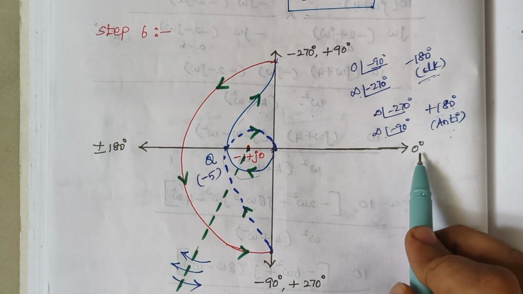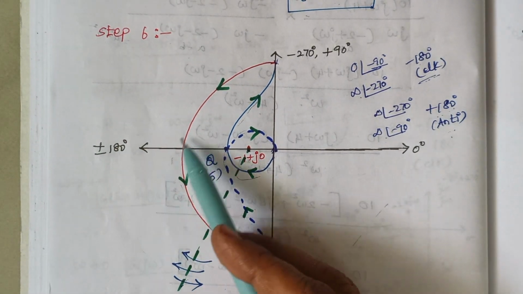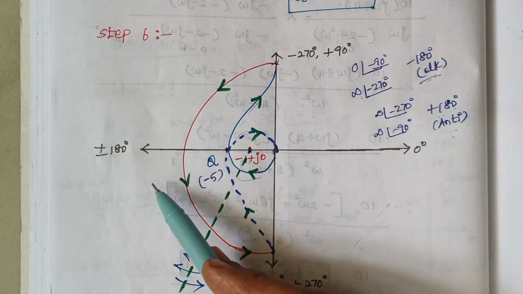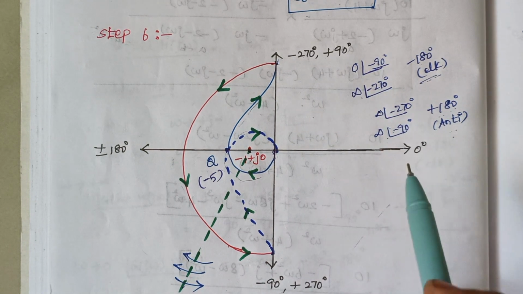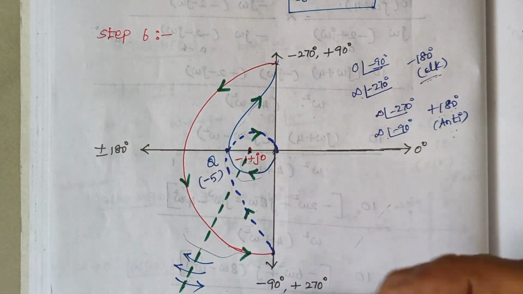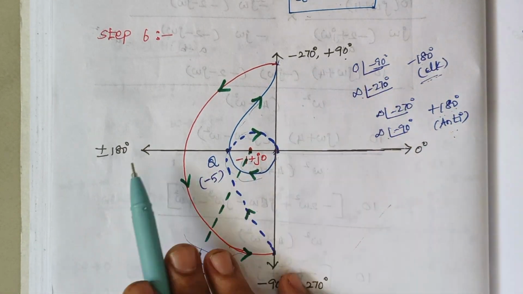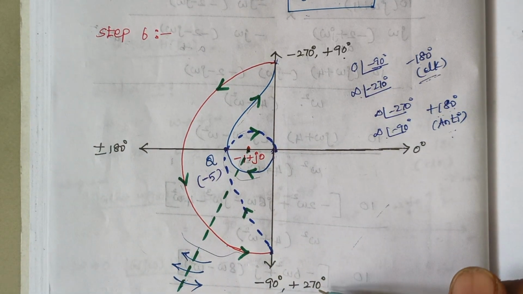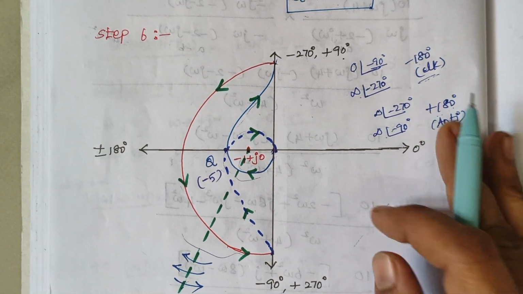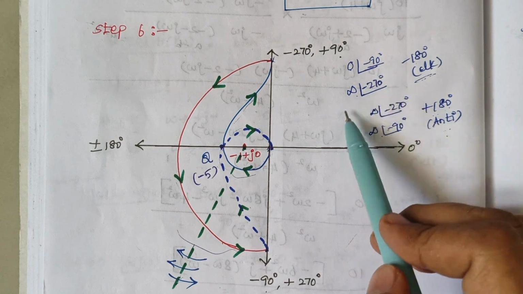So here, 0 degree, when you move in clockwise the angles are negative: minus 90, minus 180, minus 270. When you move in anti-clockwise the angles are positive: plus 90, plus 180 and plus 270 degrees. Right. So this is our section 1 values.